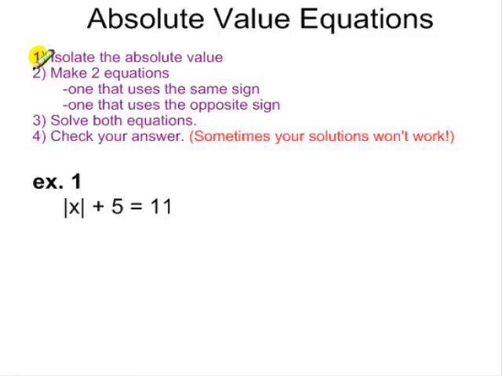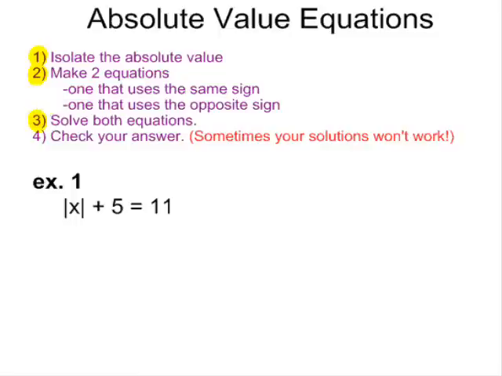The second thing we're going to have to do is create two equations. One of those equations is going to use the same sign, and the other one's going to be using the opposite sign that's in the problem. And this will make more sense once we start working out example number 1. Step number 3, after we've made our two equations, we're going to be solving both of these equations to get an answer.